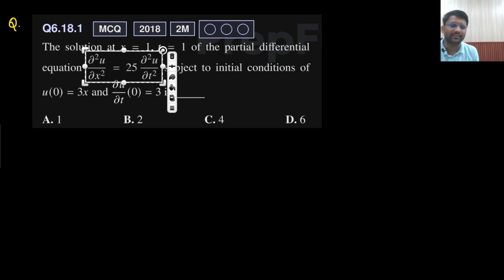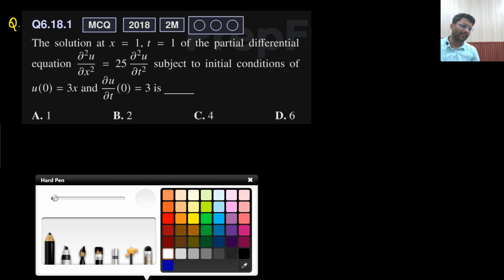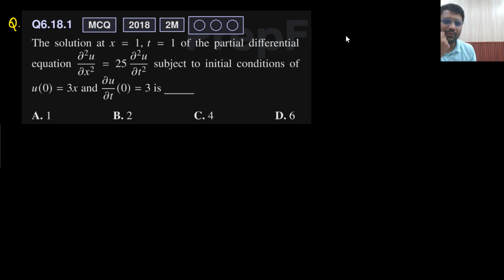So use some formula and get the answer. But here again, we will use our brain only and we will get the correct answer. Okay. What do I know? So u will be a function of x comma t.